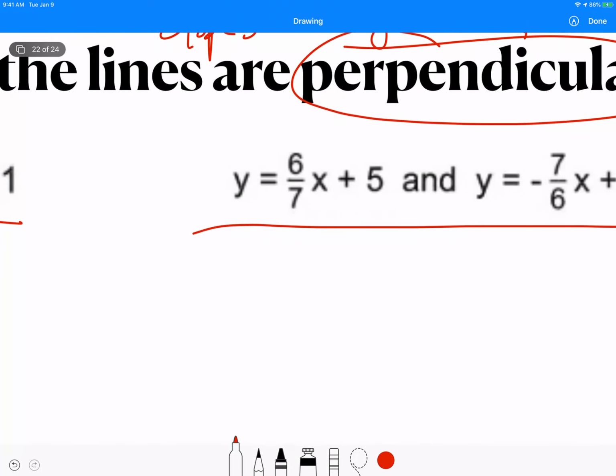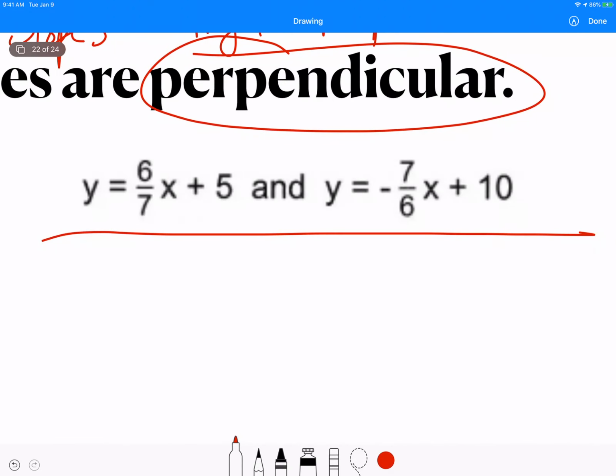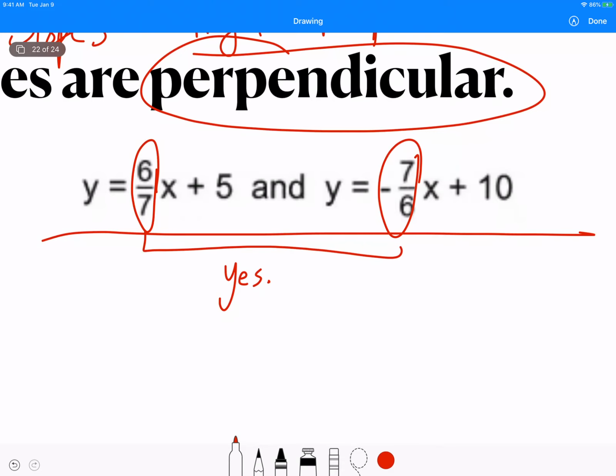Pause the video and try to see if these two are perpendicular lines. I hope that didn't take long. Yes, it's certainly a perpendicular line, 6 over 7 and negative 7 over 6. They are certainly reciprocals of each other, and they have that negative sign which we longed for.